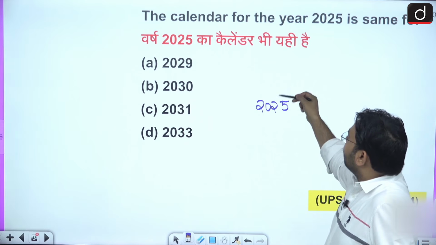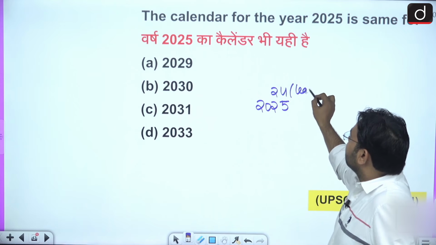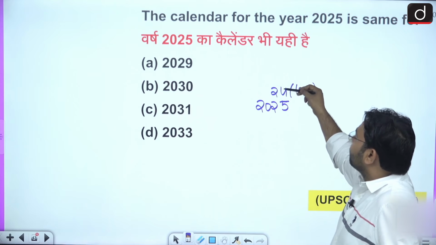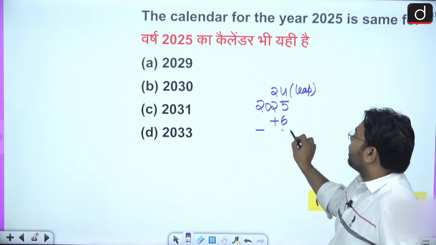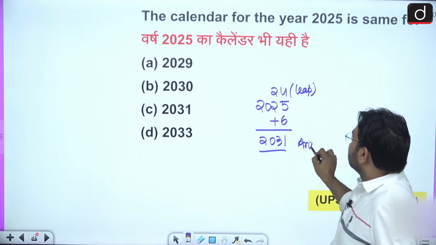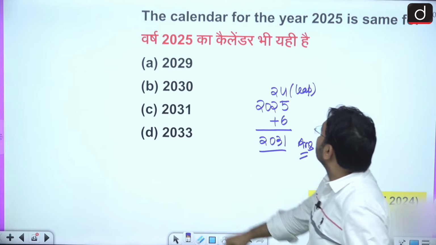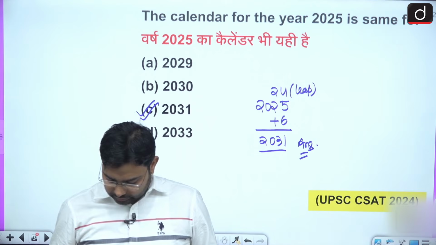2025, and before 2025, if the year before a normal year is a leap year, then you just need to add 6, and this is the repetition of this part. So in 2031, the calendar of 2031 and 2025 is the same.